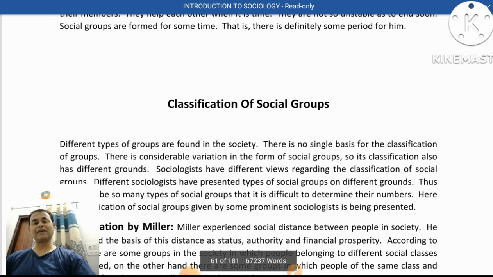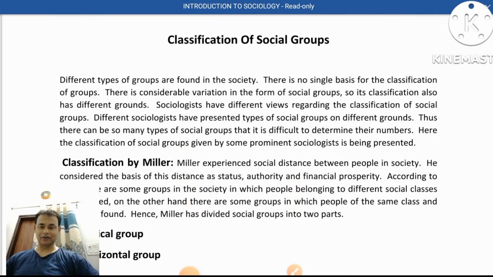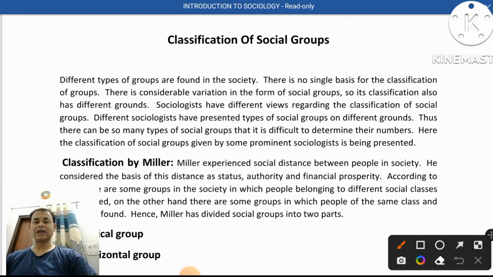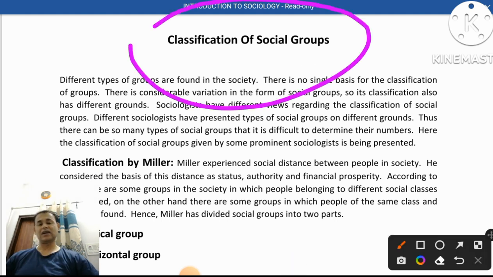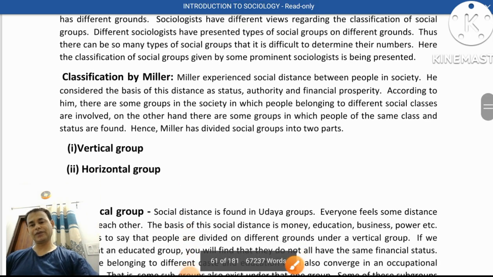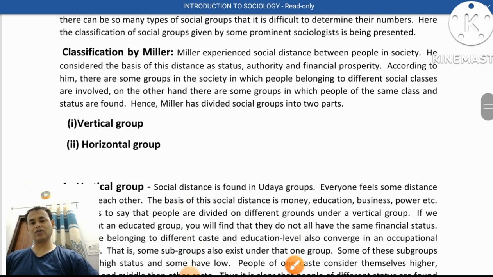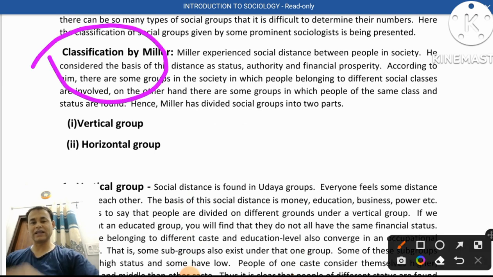So after the characteristics of group, we should understand the classification of social group. Many scientists, Miller, Sumner, and MacIver Page, have divided social groups in many parts, and here we will look at the classification of Miller.